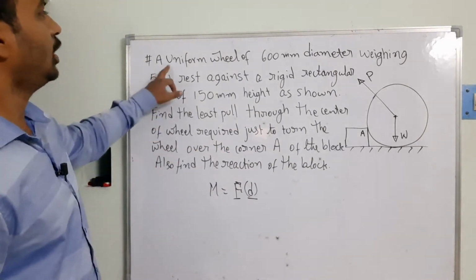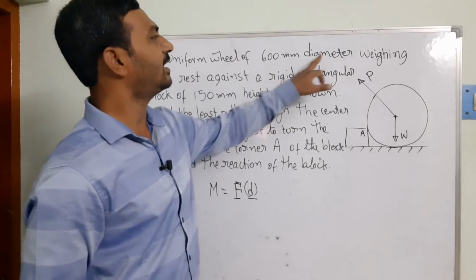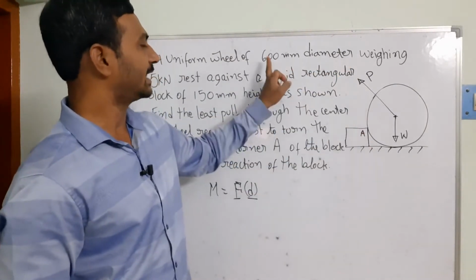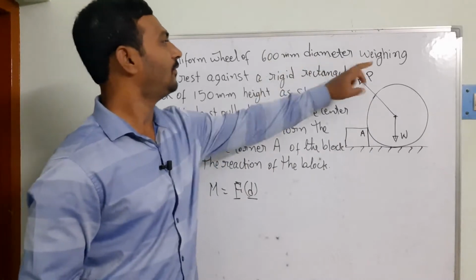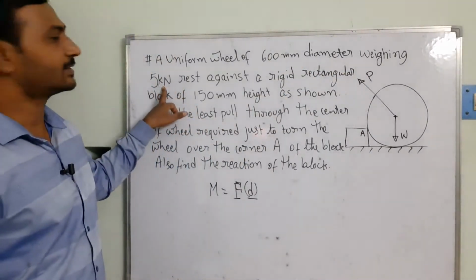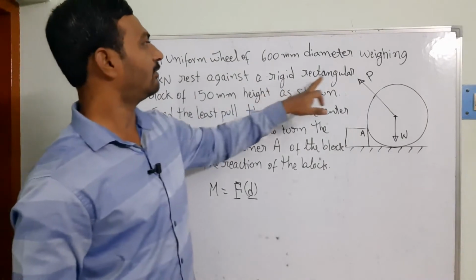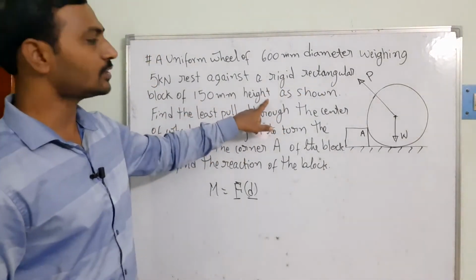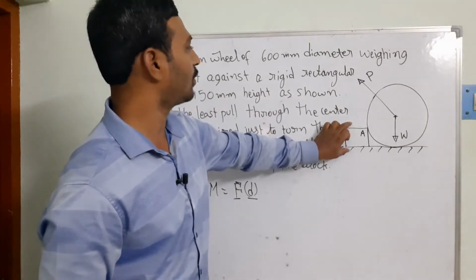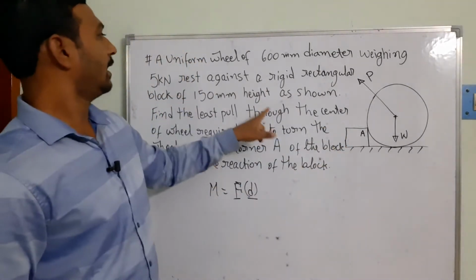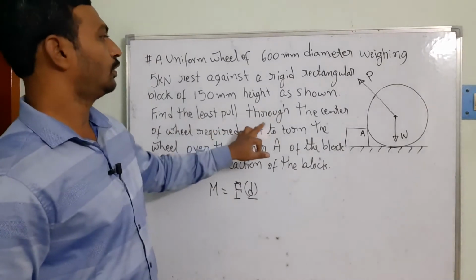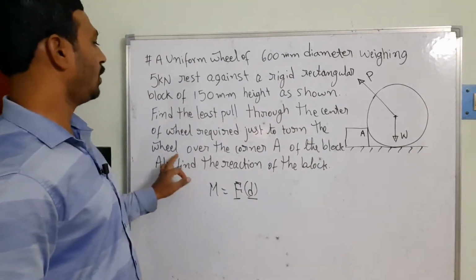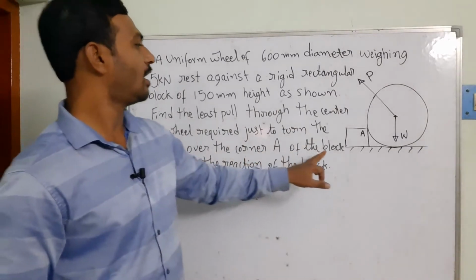Here a uniform wheel of 600 mm diameter, weighing 5 kilonewtons, rests against a rigid rectangular block of 150 mm height. As shown, find the least pull through the center of the wheel required just to turn the wheel over the corner A of the block.